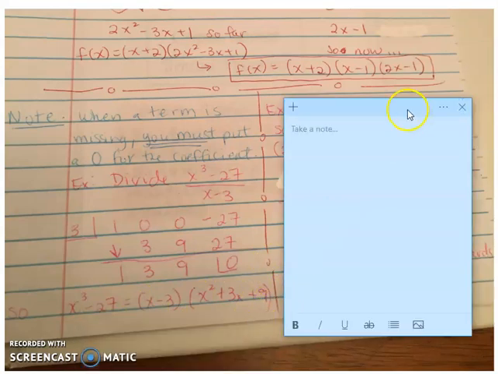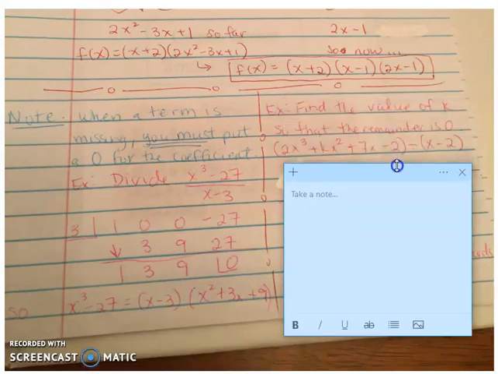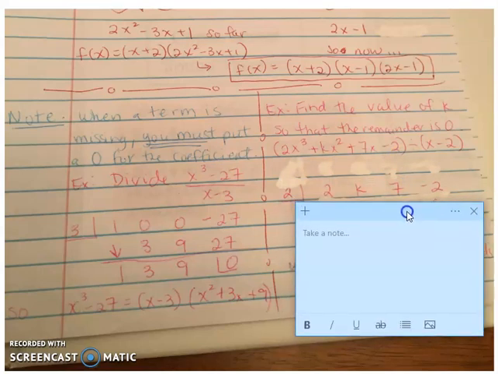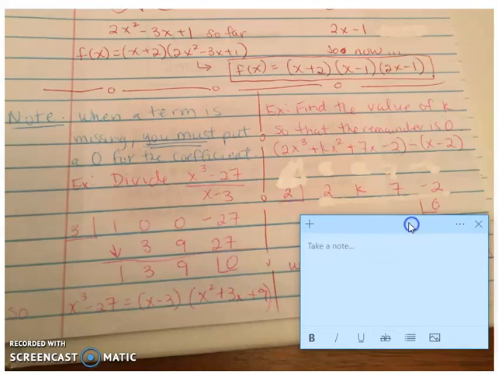And then the last example for this is an application type problem. It says find the value of k so that the remainder is 0. And so we want to divide 2x cubed plus kx squared plus 7x minus 2. We want to divide that by x minus 2. So we'll start, we don't know what k is, but we'll at least start with what we do know. So far we have the divisor x minus 2, the thing that makes that 0 is 2. The coefficients are 2, positive k, positive 7, negative 2.